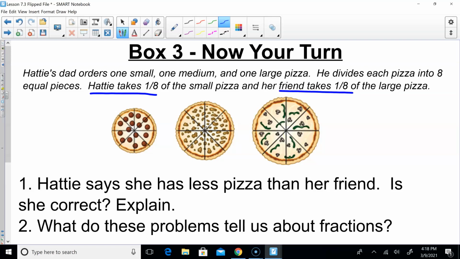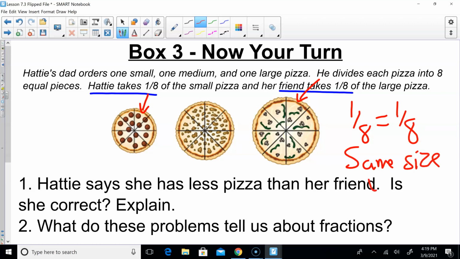Well, there's a big difference, though, because 1/8 is coming from the small pizza versus 1/8 of a large pizza. So what do these problems tell us about fractions? In order for the fraction 1/8 to equal 1/8, it has to come from the same size whole. If it doesn't, then 1/8 really isn't the same as 1/8, because one could be the small pizza and one could be the large pizza, and that wouldn't be the same. So that's a good thing to keep in mind when we do this.